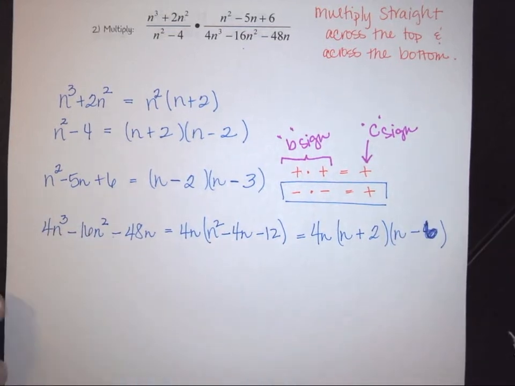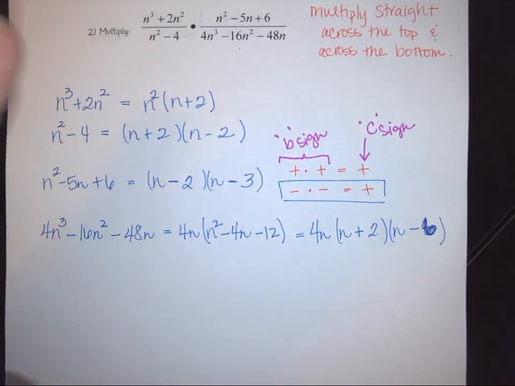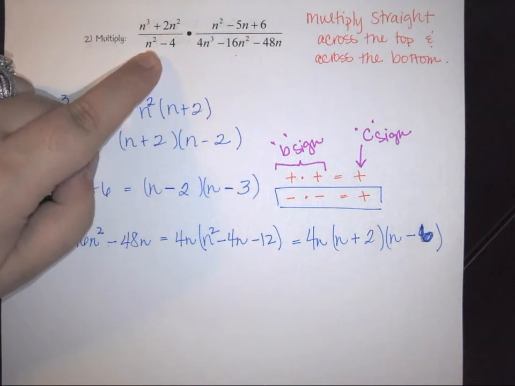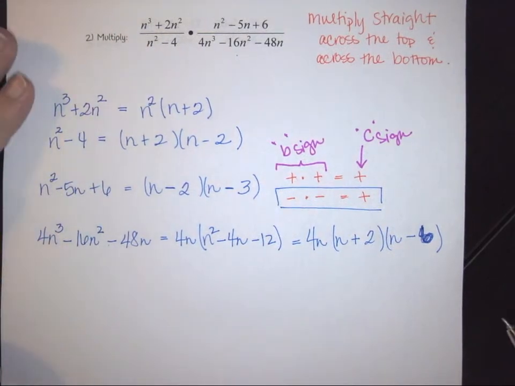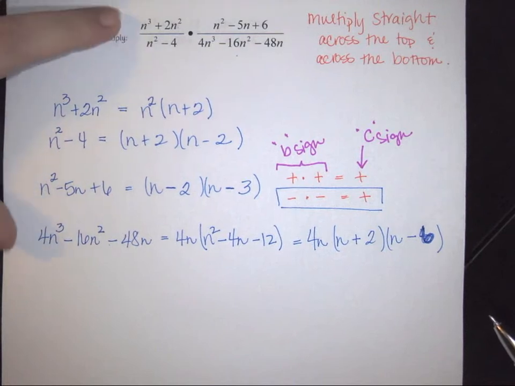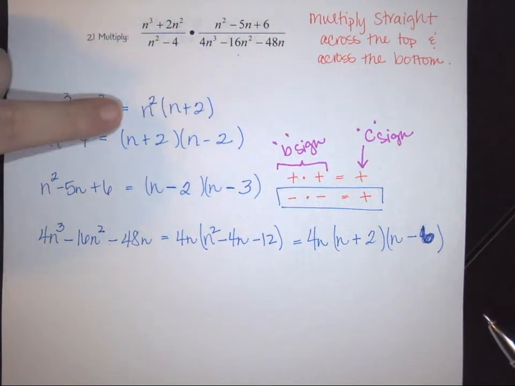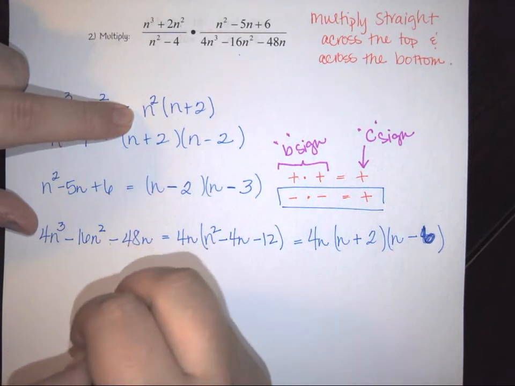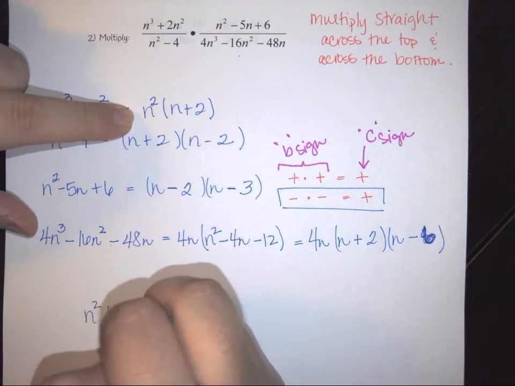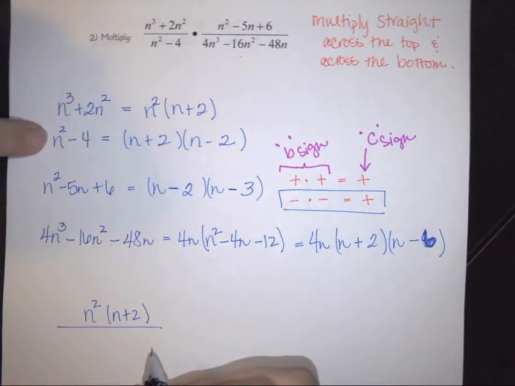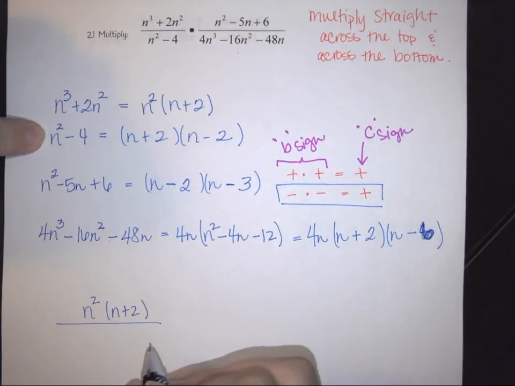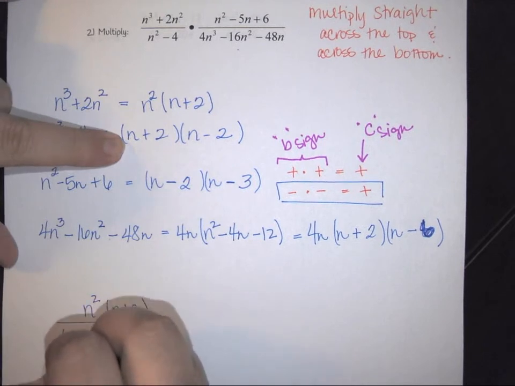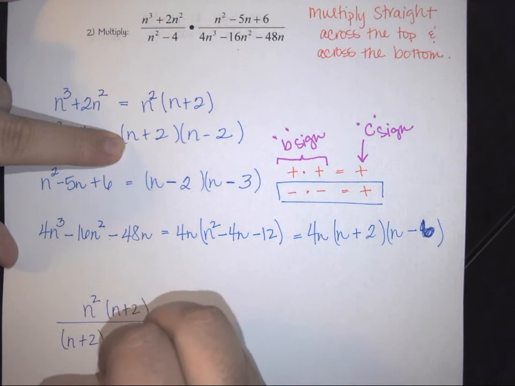And so now I have all of my factors. So I have to take what I just did here and plug it back in so that I can see if anything cancels. My first term here, n cubed plus 2n squared, became this factor. So this is on top. I have n squared times n plus 2. And this is going to be over the second factor. So the n squared minus 4 broke down like this. So I have n plus 2, and I have n minus 2.